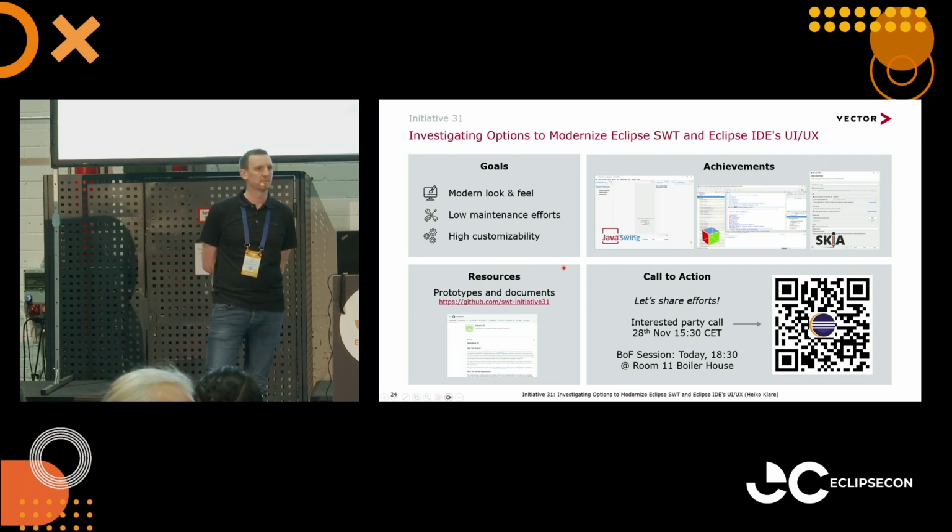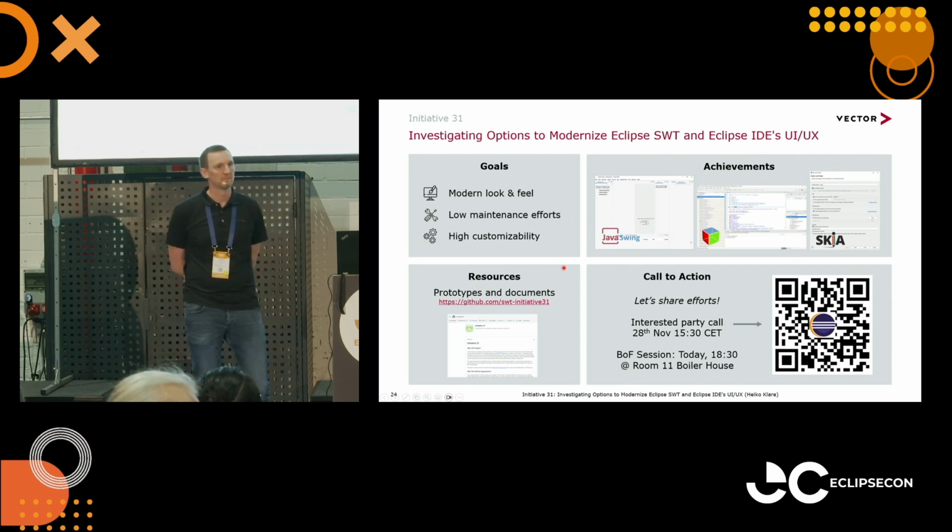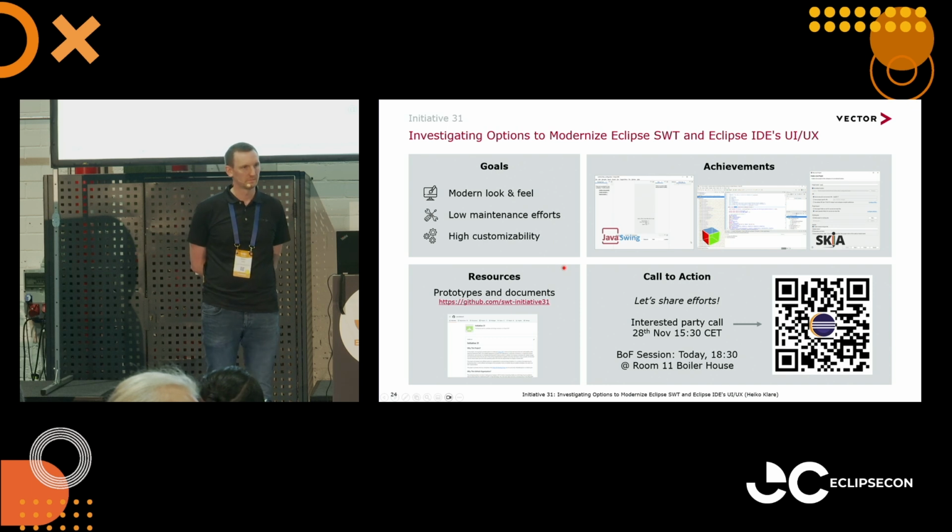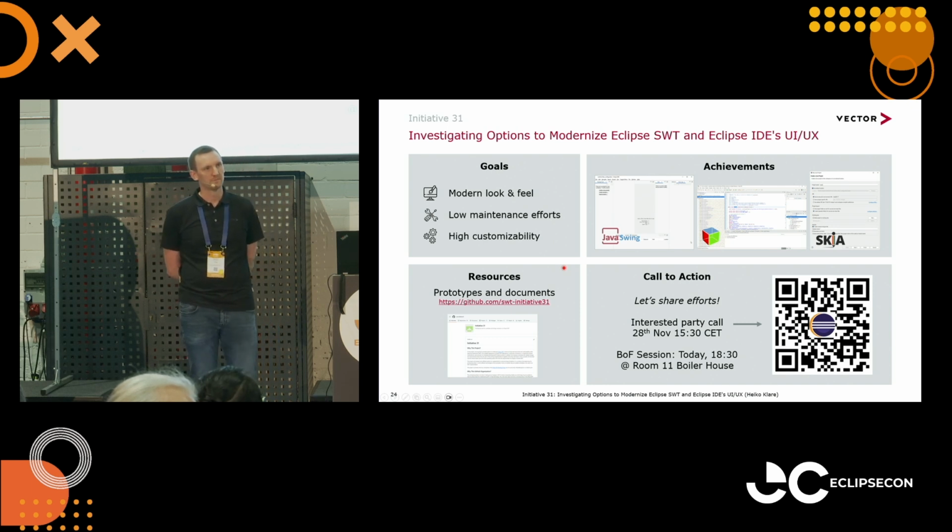GTK and Swing are pretty good when it comes to accessibility, navigation with screen readers, keyboard only, mouse only. Is Skia coming with such features available by default, or would they have to be implemented as well?